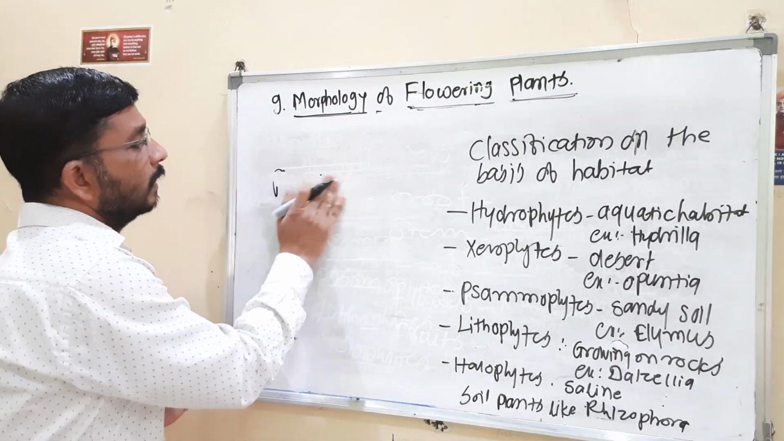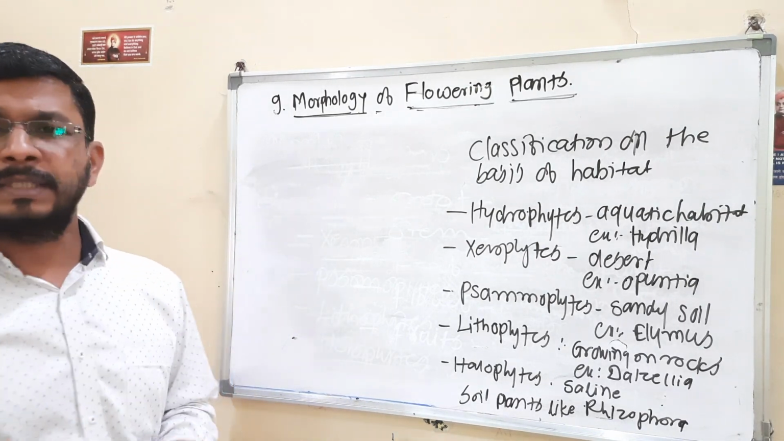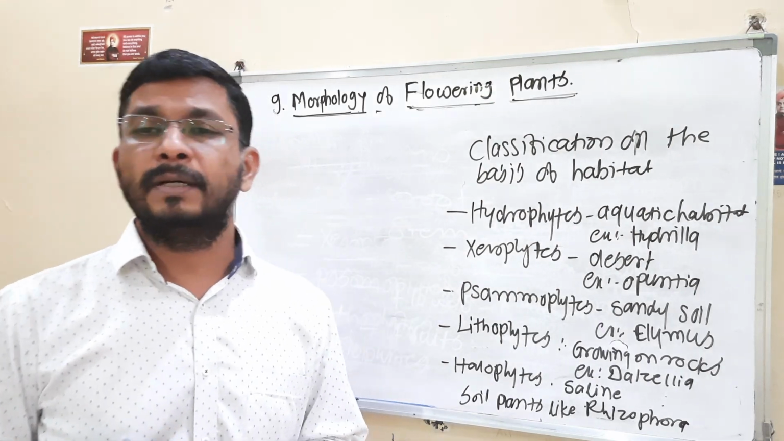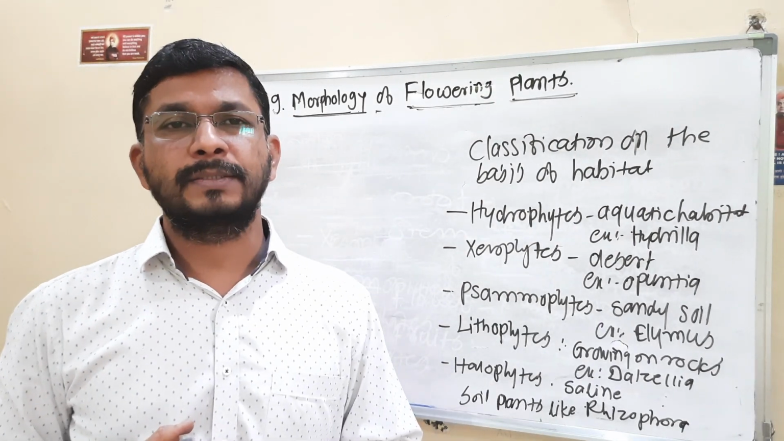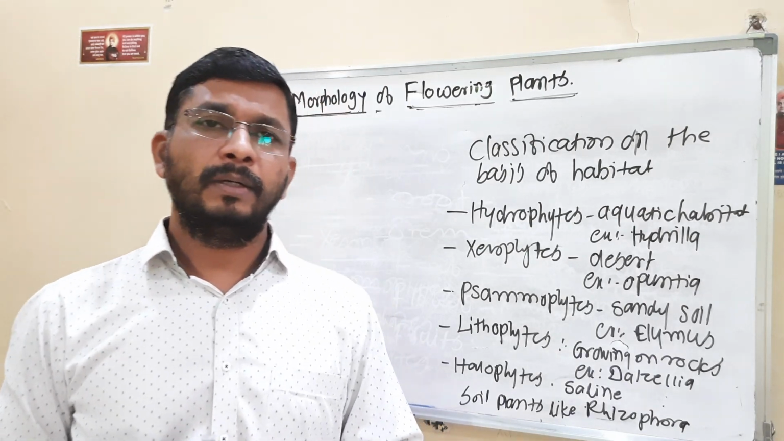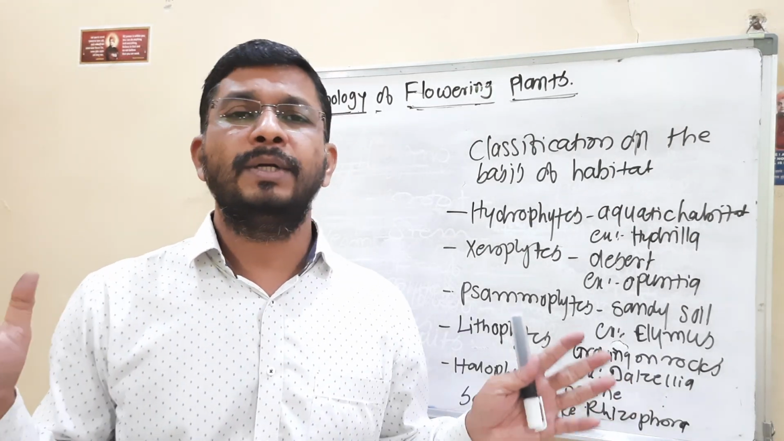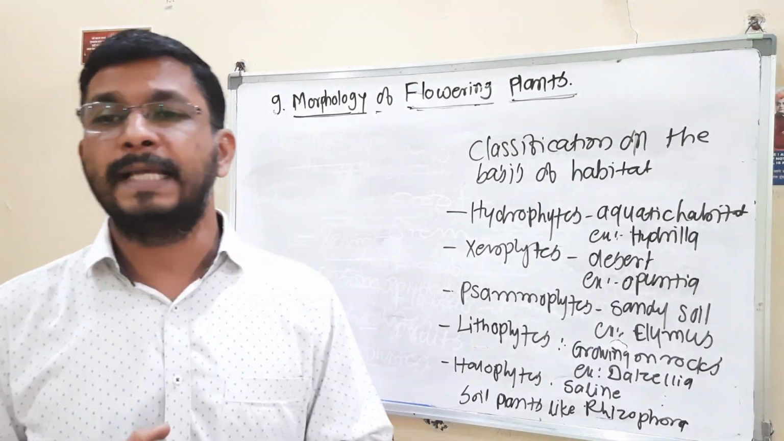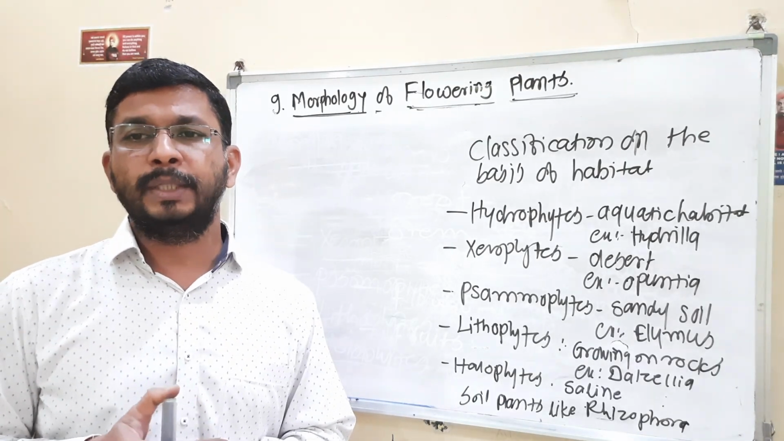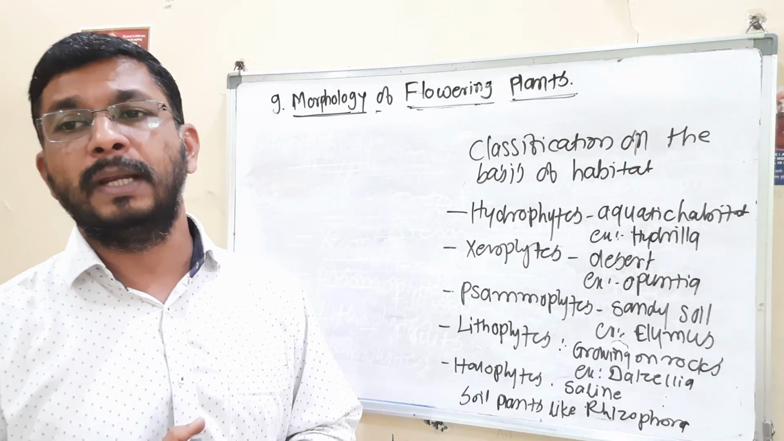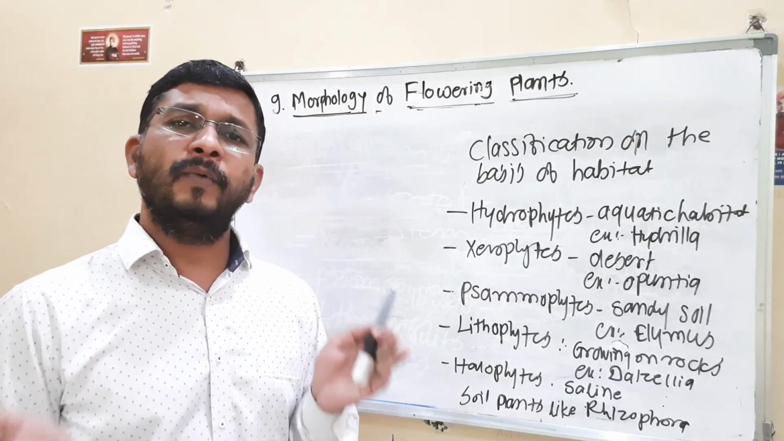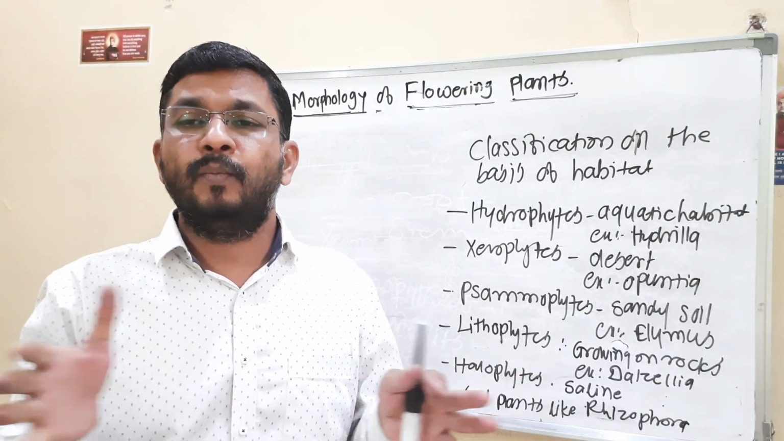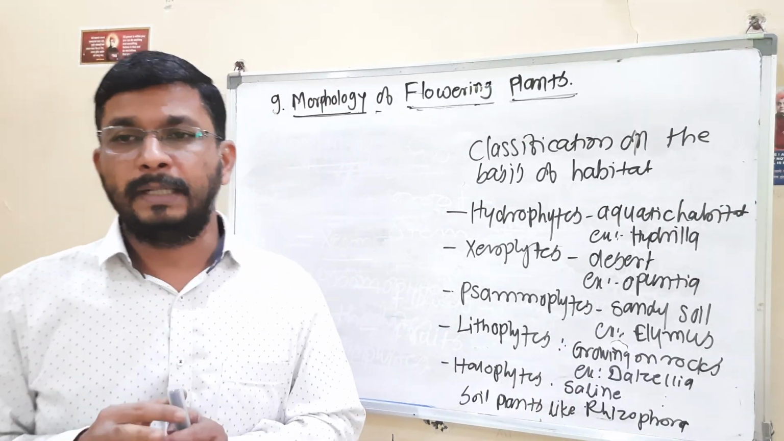Inside that, we study the angiospermic plants. Our earth has a vast diversity of plants, you know it very well. Flowering plants dominate the world of plants as they are well adapted to the environmental conditions. That's why they are most dominant in the plant kingdom.